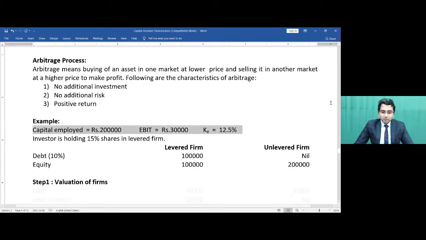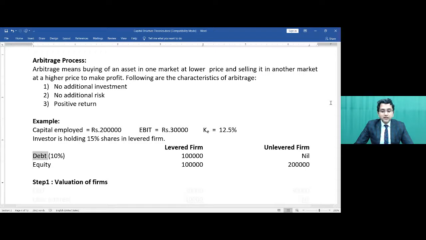Let's take the same example which we took for the NI approach. So the capital employed is 2 lakh rupees. You are earning EBIT of 30,000 on 2 lakh rupees. Your cost of equity is equal to 12.5%. One additional piece of information is given. An investor is holding 15% shares in the levered firm. Now, what is a levered firm? If you have debt in your capital structure, you're called levered. If you're purely financed by equity, you're called unlevered.